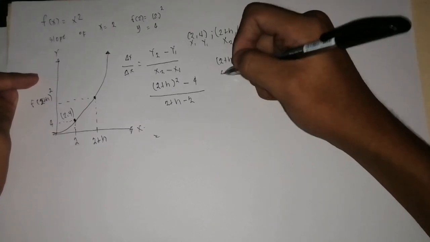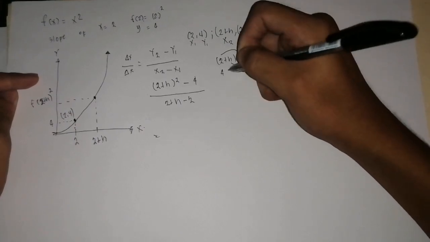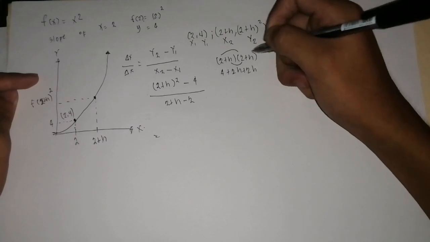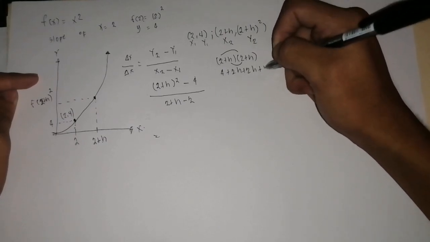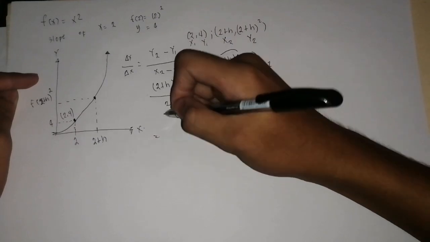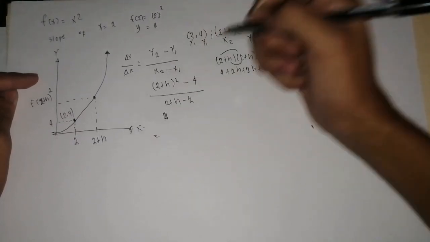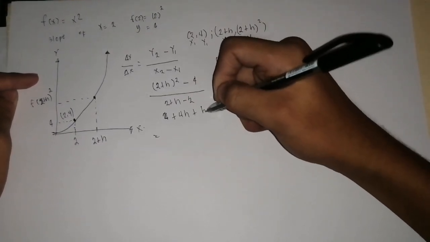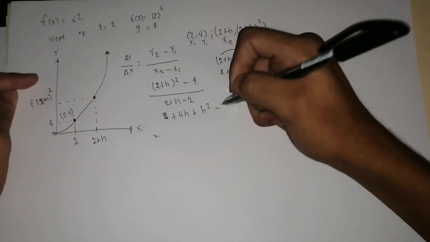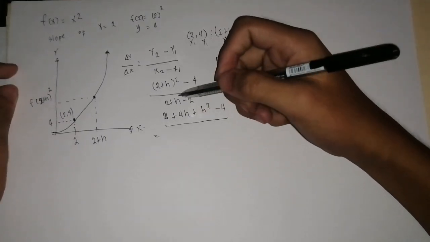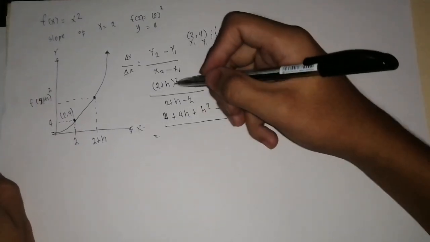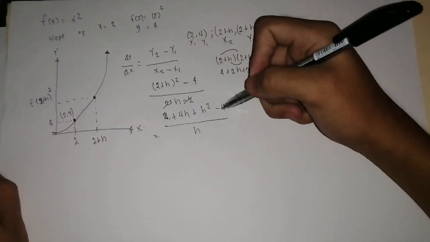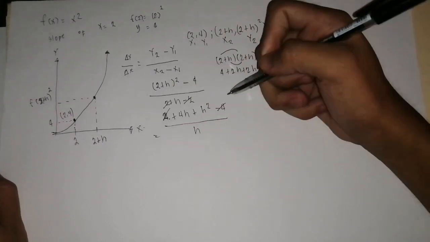First term to the first term is 4. Then, inner to inner plus 2h. Then, outer to outer plus 2h. Plus last term to last term is h squared. So, ang value nito is 4 plus 2h plus 2h, which is 4h plus h squared, minus 4, over 2 minus 2 is 0. So, mawawala to. Then, ang matitira na lang is h. Then, 4 minus 4 is makakancel dahil 4 minus 4 is 0.